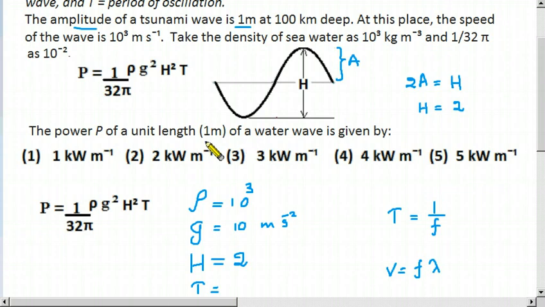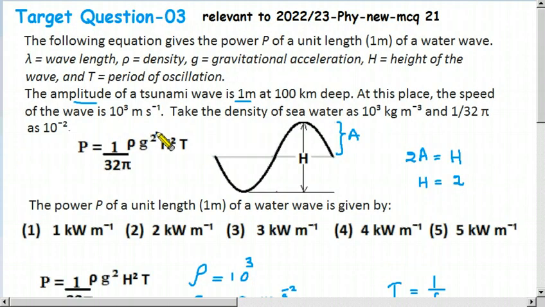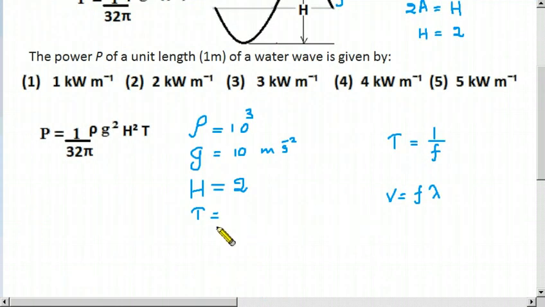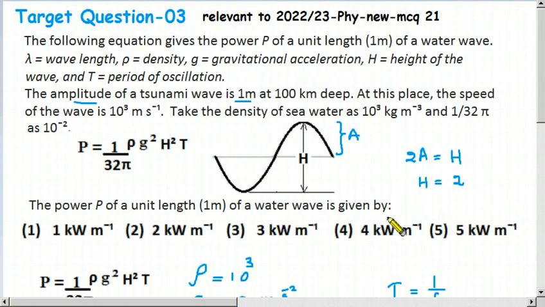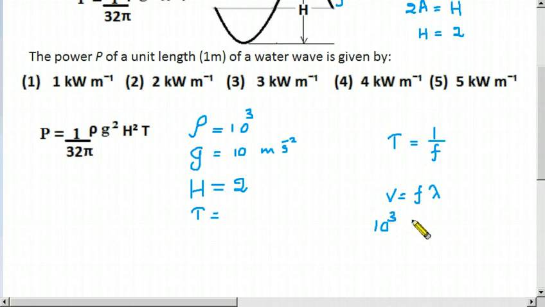V is given. Here the speed of the wave is 10 power 3 m s power minus 1. So V is given, therefore that is not a big issue. Speed is 10 power 3. Then instead of f we can write 1 over T.